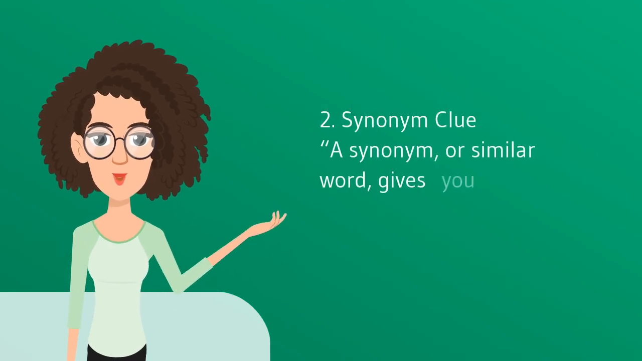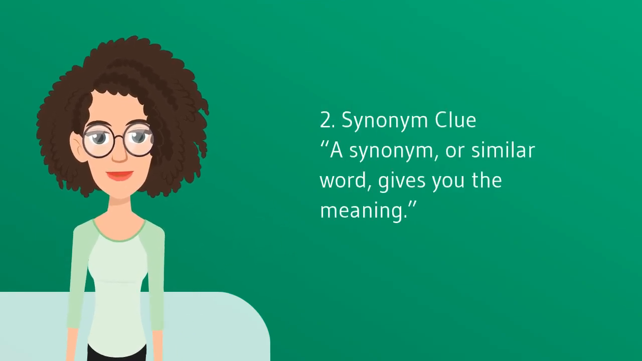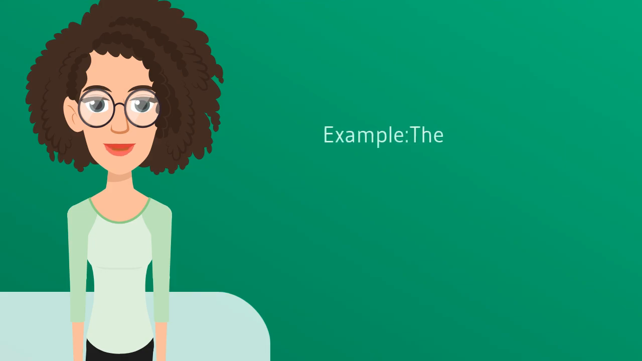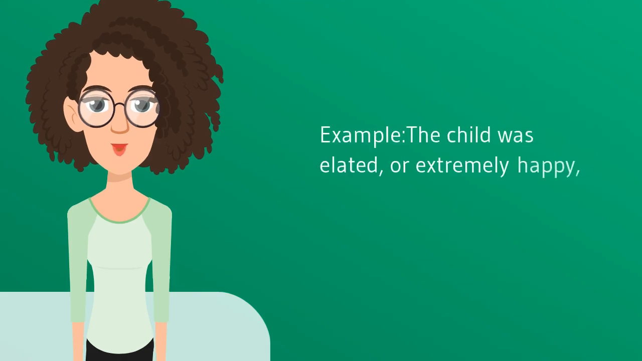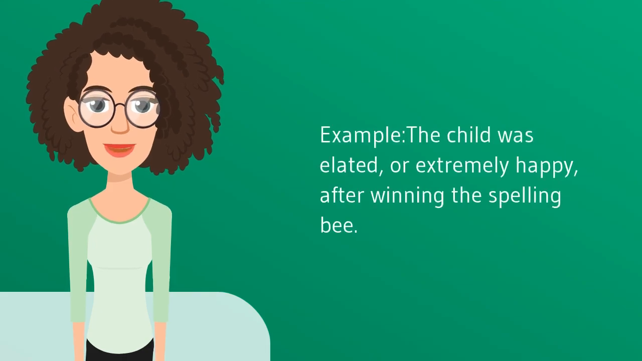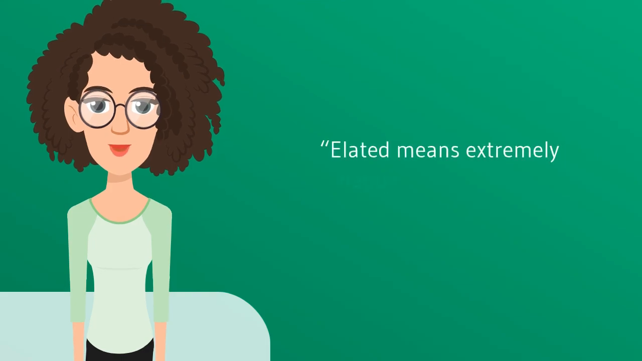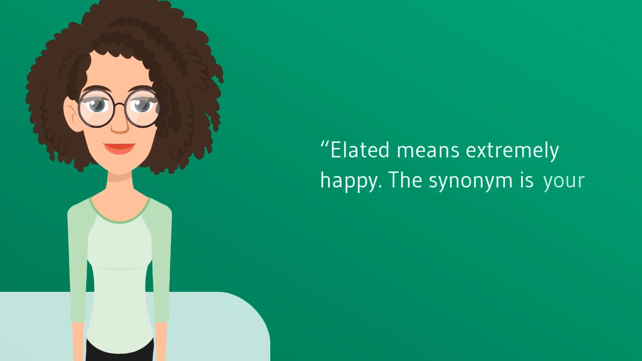2. Synonym clue. A synonym or similar word gives you the meaning. Example: the child was elated, or extremely happy, after winning the spelling bee. Elated means extremely happy. The synonym is your clue.